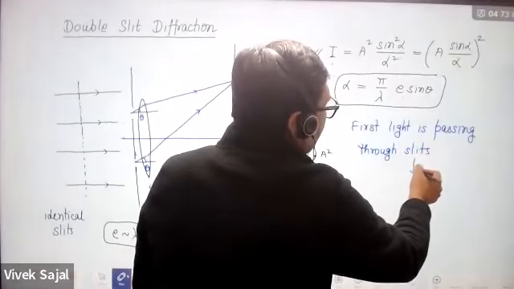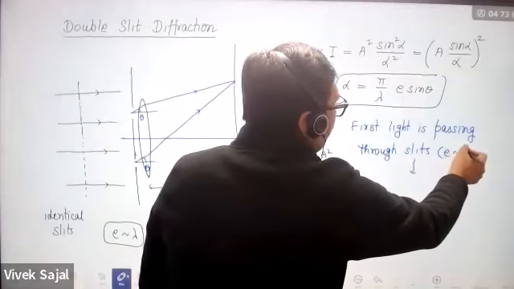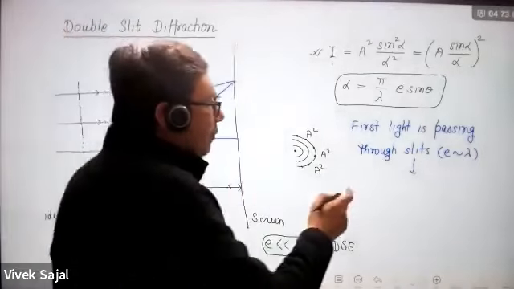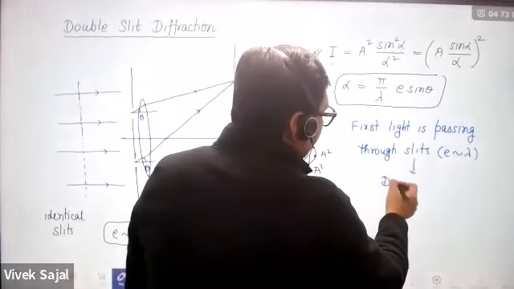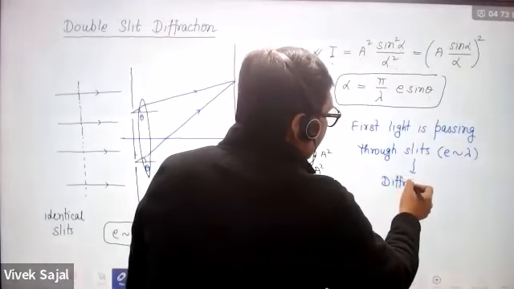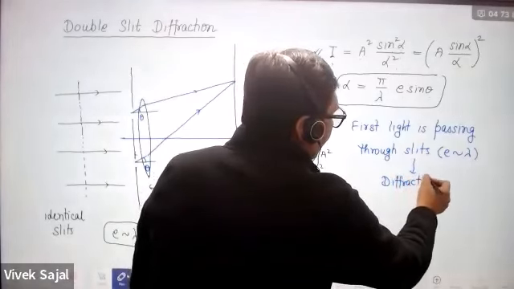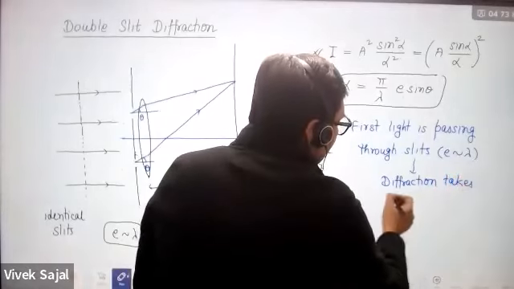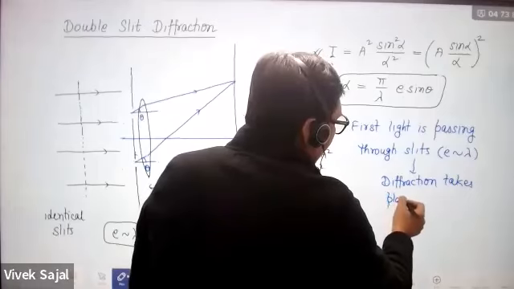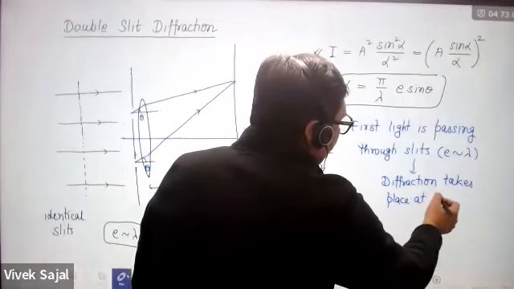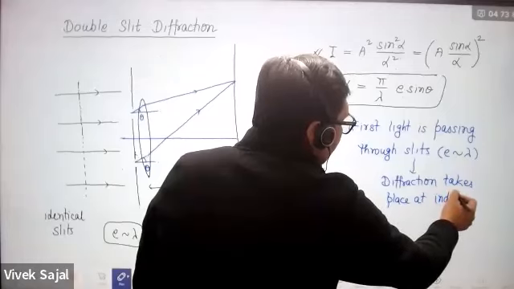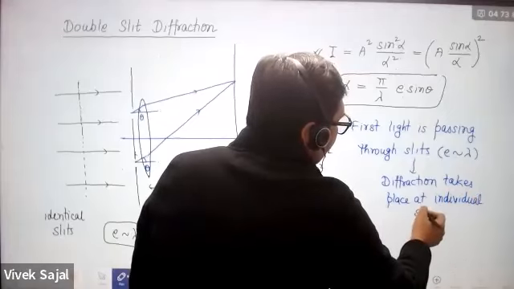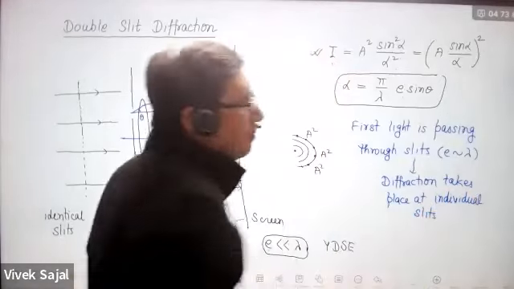And what happens? These slits, their size is of the order of lambda, so the light will get diffracted. So first, diffraction will take place at individual slits. At individual slit diffraction will occur.